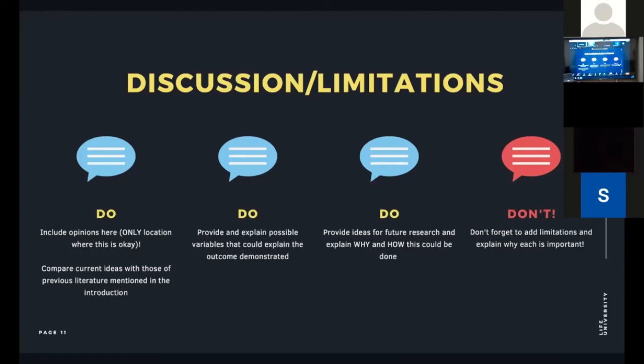Unfortunately, sometimes people will get to the limitation section and they'll say, future research is warranted, period. And then they move on. And that's a problem. You're leaving a lot up to interpretation. You're not providing any ideas for the reader.